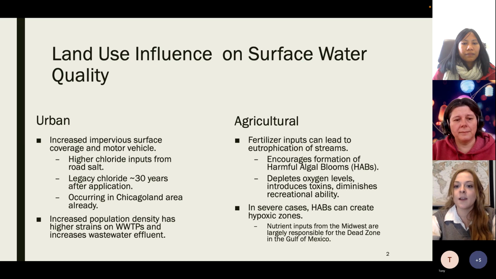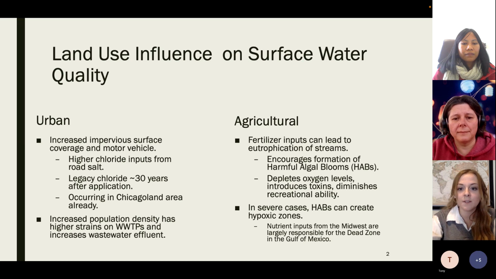In predominantly agricultural watersheds, we're seeing that the fertilizer inputs can lead to a nutrient enrichment or eutrophication of streams. And this is a problem because it encourages the formation of harmful algal blooms. These blooms deplete oxygen levels, and they also introduce toxins that are hazardous to both wildlife and people. And it diminishes the recreational ability of the stream. And in some severe cases, these harmful algal blooms can create what are known as hypoxic zones, which are areas where there isn't enough oxygen to meet that of the biological demand.